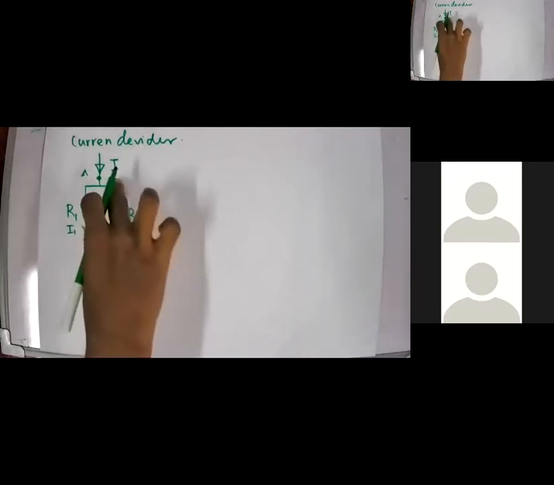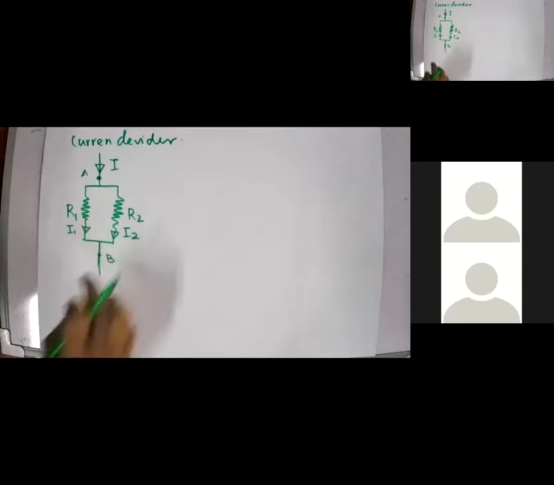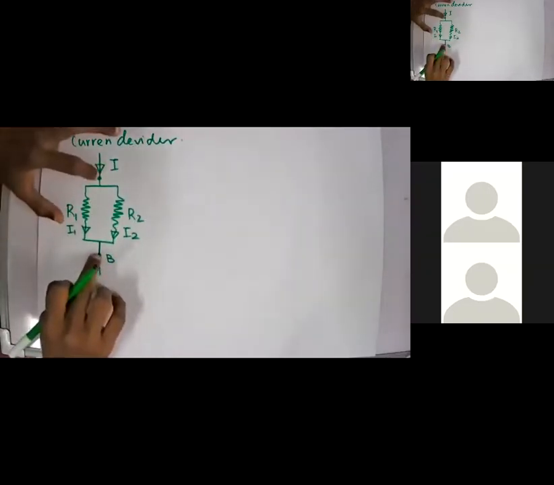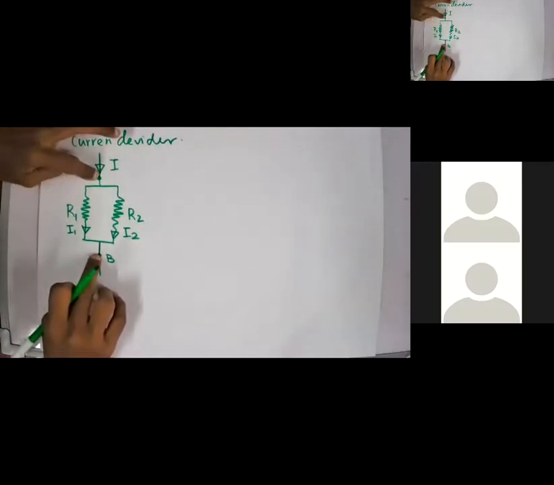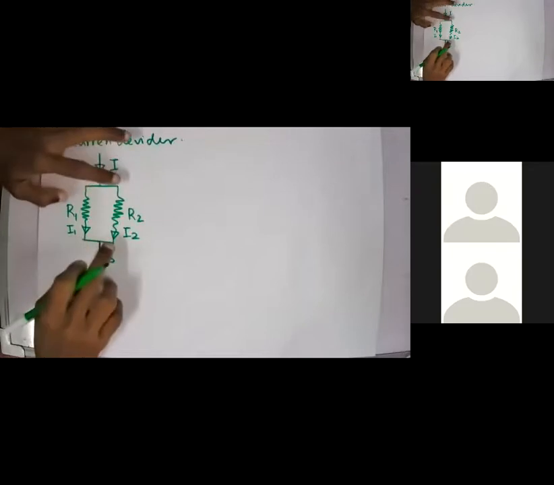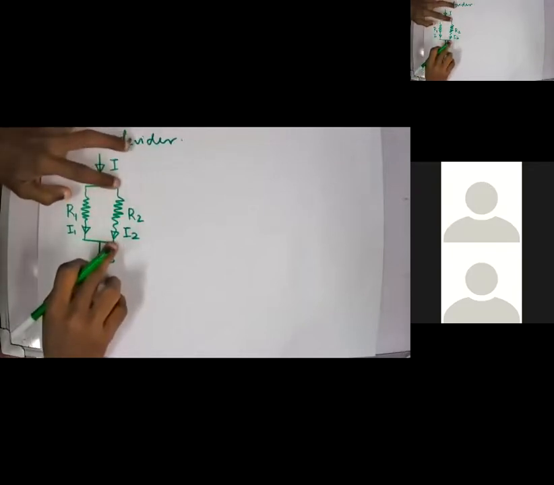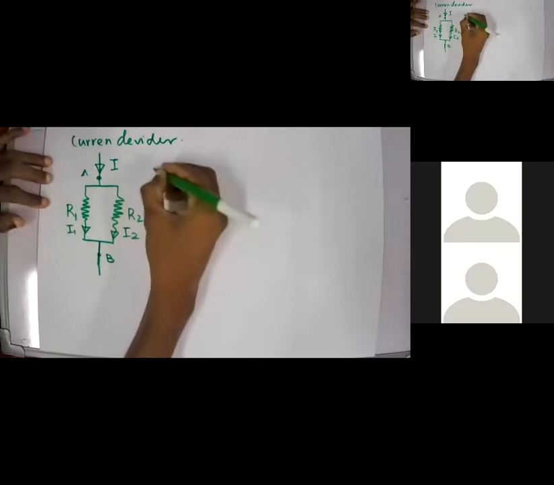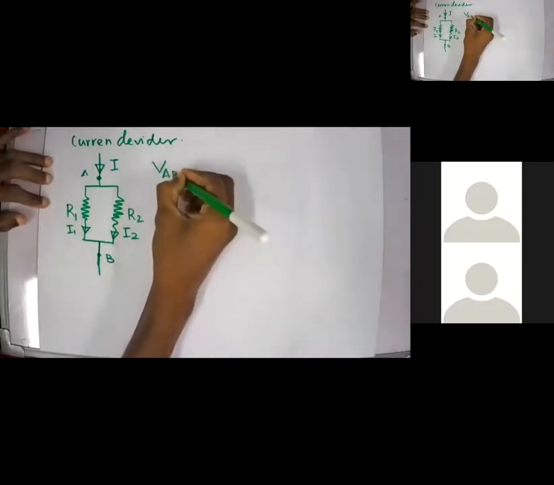We'll apply Ohm's law across these two points. If the voltage across A, B is V, then the voltage across R1 is V, and the voltage across R2 is also V. The voltage V_AB will be the same for both R1 and R2. So let's mark it as V_AB.